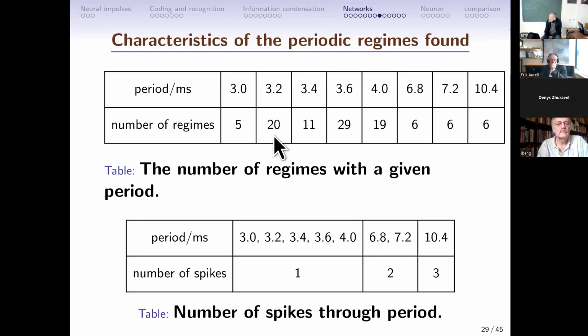Here are the characteristics of the periodic regimes. The period is from 3 milliseconds to 10.4 milliseconds, and this is the number of corresponding different periodic regimes. Most often we get a period of 3.6 milliseconds. And here we see how many times each neuron fires a spike when going through a single period. For shorter periods, it is only one time, and for the longest period, it fires 3 times per period.